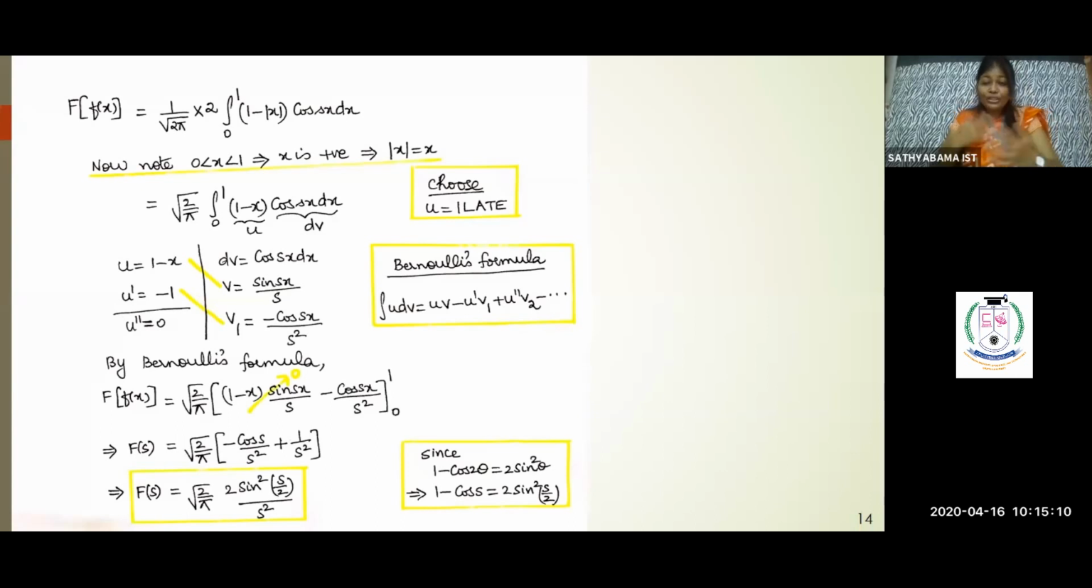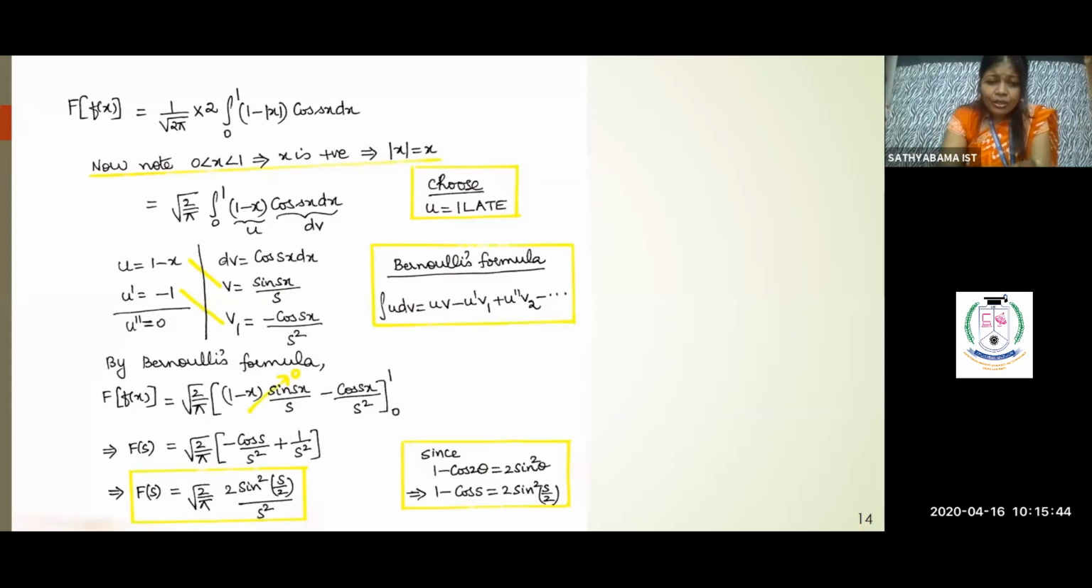I want you to get used to Bernoulli's formula, because you'll be using this in your next semesters. So again, as usual, how do you choose u? According to ILATE. A comes first, algebraic function comes first before trigonometric. So I choose 1 minus x as u. The remaining automatically becomes dv. Now, what is Bernoulli's formula? Look at the highlighted yellow. Bernoulli's formula says integral u dv is u into v minus u dash into v1 plus u double dash into v2 minus etc. I've simply used that formula here.